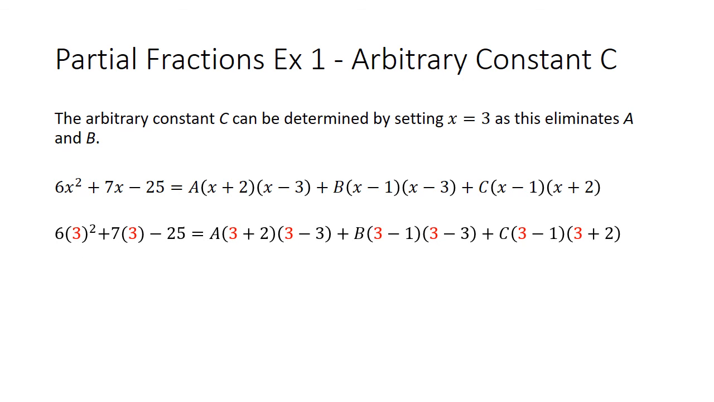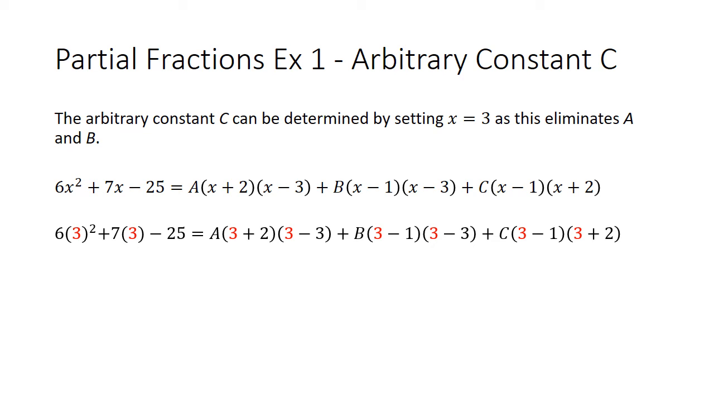You can see here that once again plus 3 is put in, shown in red. So 6 times 3 squared plus 7 times 3 minus 25 is equal to A times 3 plus 2, which is 5, multiplied by 3 minus 3, which is 0. So A will go to 0.